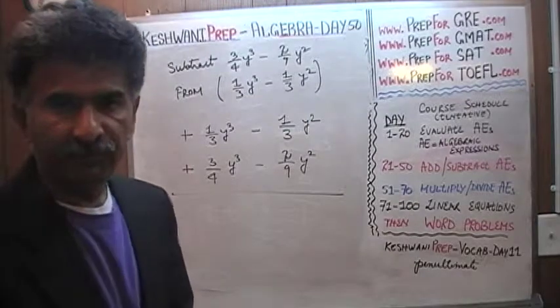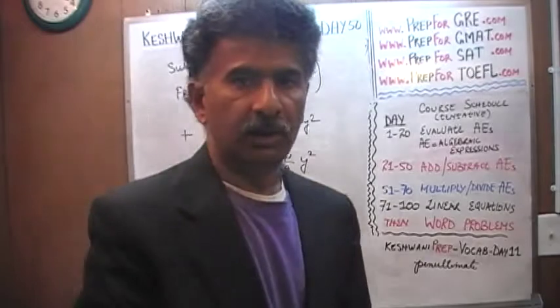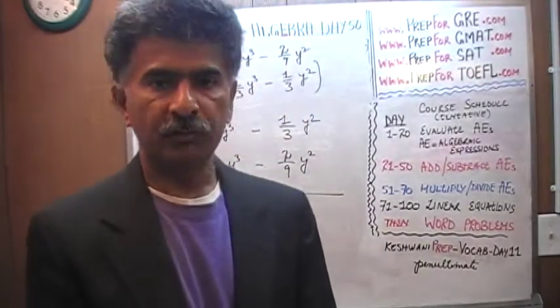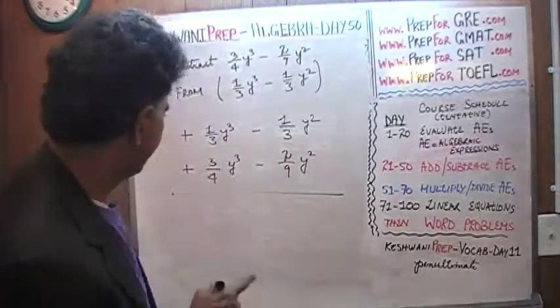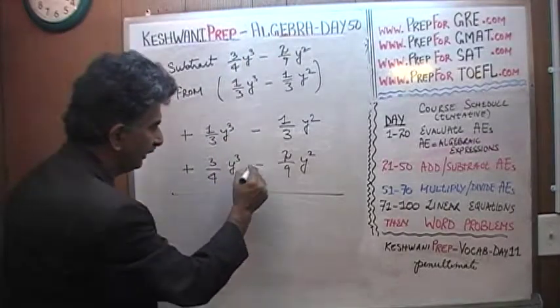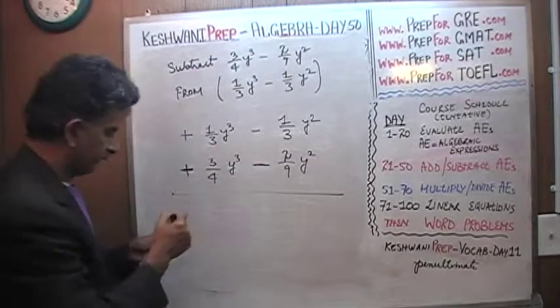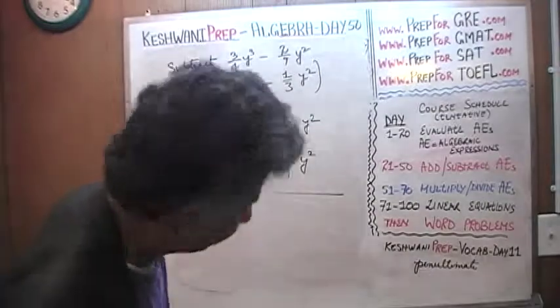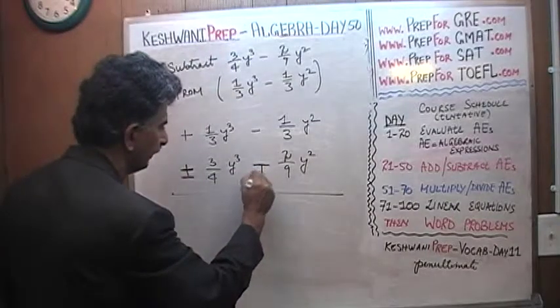The second step is to change the signs of each coefficient of the expression that is being subtracted. The expression that is being subtracted is this bottom expression. So we have to go through the coefficient of all of these and convert the sign. This positive will become negative, and this negative will become positive.